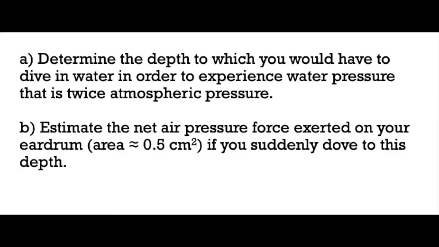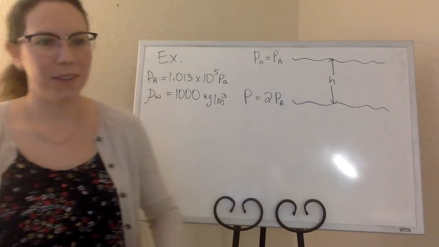Determine the depth to which you would have to dive to experience water pressure that is twice atmospheric pressure. And then estimate the net air pressure force exerted on your eardrum of area 0.5 centimeters squared if you suddenly dove to this depth. Okay, so it looks something like this.